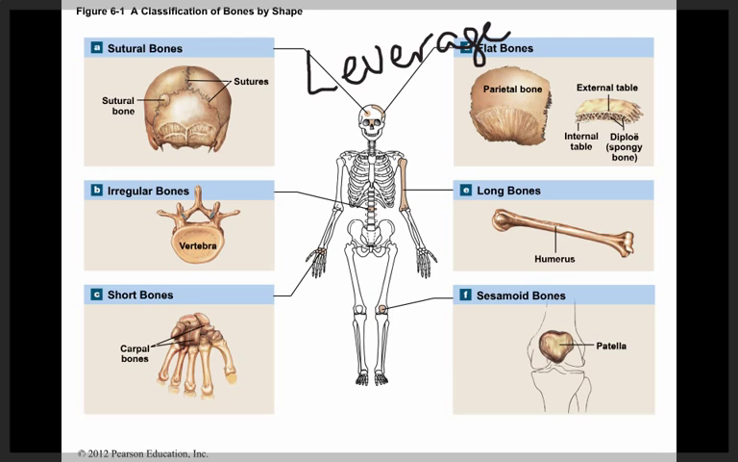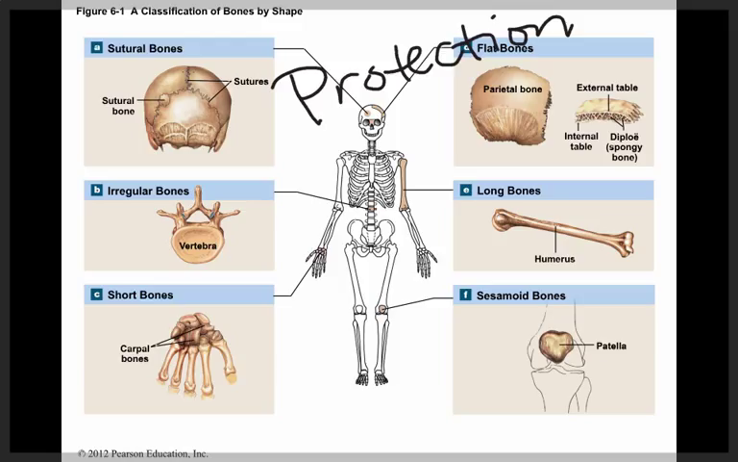Bones also provide leverage. Bones act as levers that change the magnitude and the direction of the forces generated. Bones offer protection. The ribs, the skull, the vertebrae, and the pelvis all protect very valuable internal organs.